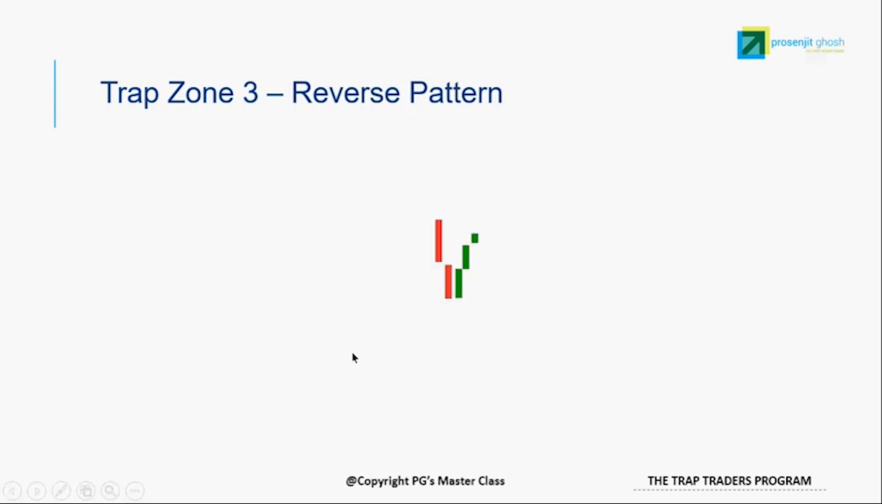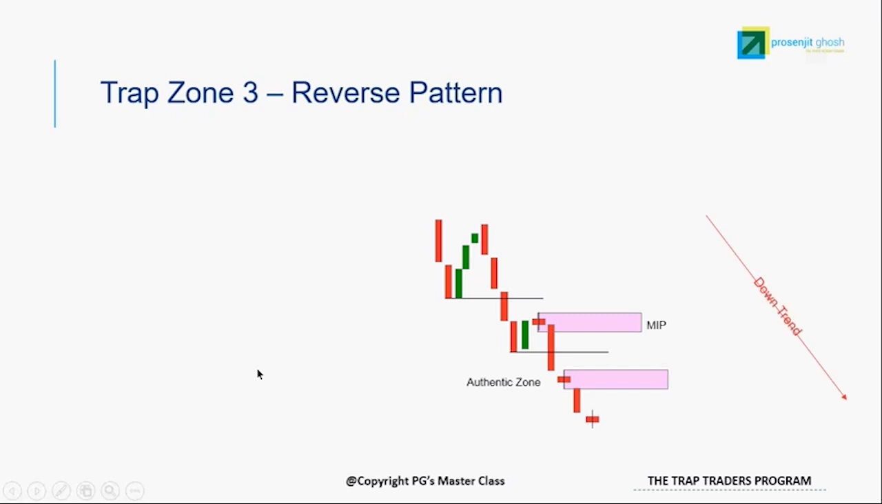So again, price is coming down. Price creates a MIP, creates an authentic zone. As I can see, the base candle is not touching the base candle of the previous zone. And this is a downtrend, and then price engulfs the authentic zone and straight away moves up to the supply MIP.